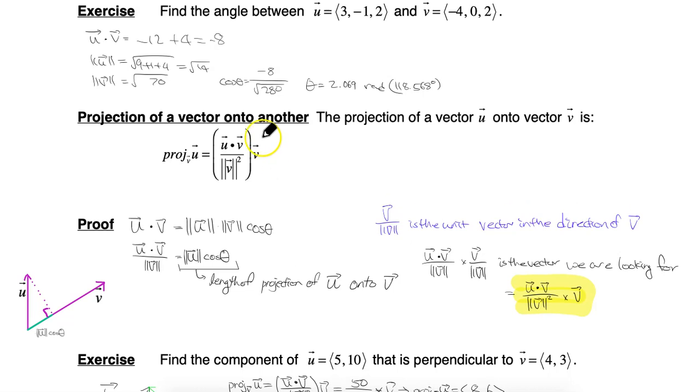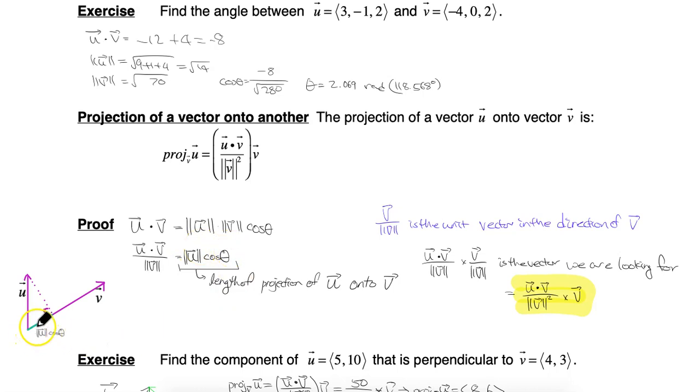So how do we get to this formula? Again, I repeat, the projection is a vector. This is a vector, and how do we get that? It's u dot v over the magnitude of v squared times vector v. The reason: if we go back to the definition or the theorem for u dot v, we can divide by the magnitude of v, and we get u dot v over magnitude of v equals magnitude of u cosine theta.